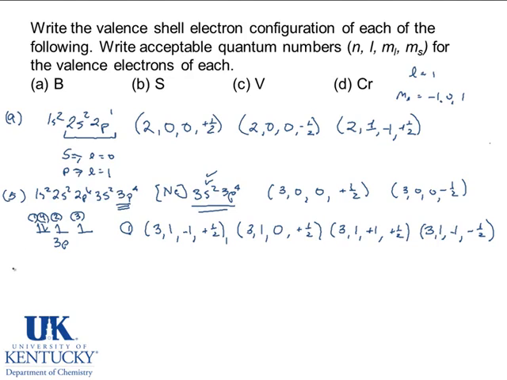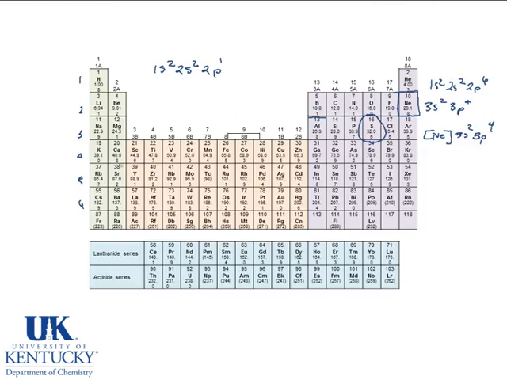Okay, let's go to C. C is vanadium. So let's find vanadium on our periodic table. Here it is. Now we're just going to do the shorthand electron configuration for this because I don't want to start at 1s and work my way all the way to that.